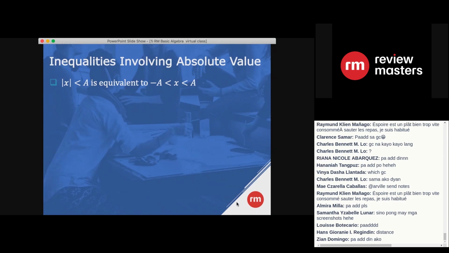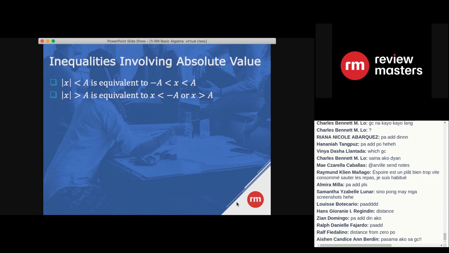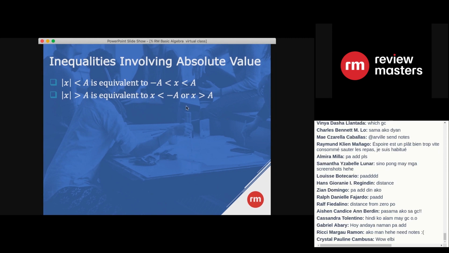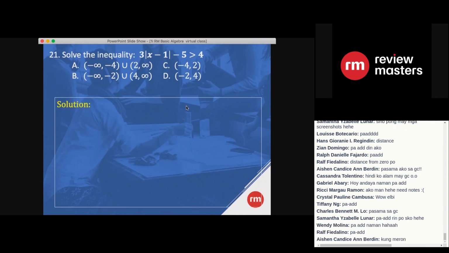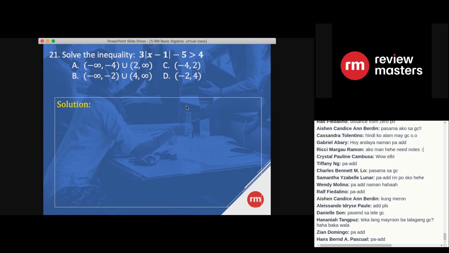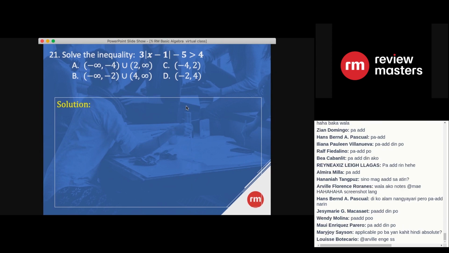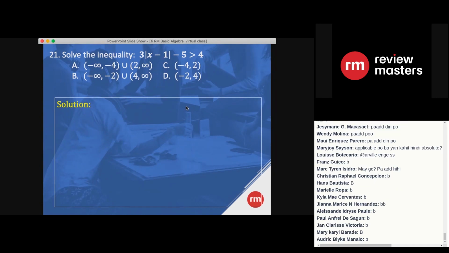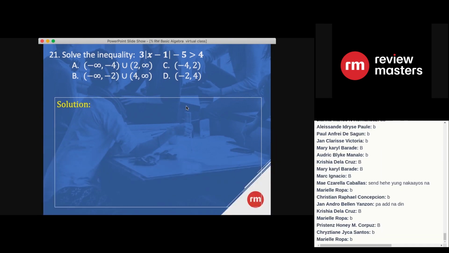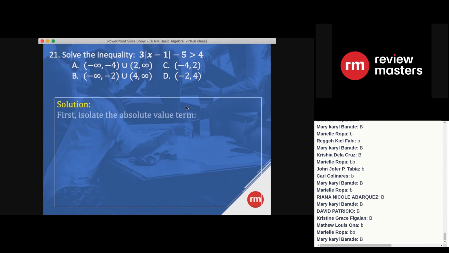Okay? Absolute value of x is greater than a. That is equivalent to x is less than negative a or x is greater than a. Okay, number 21, what is your answer? Kindly key in your answer in number 21. B. Okay, B. Okay, so let us see how we got the correct answer. Okay, lahat kayo halos B, no? Wala pa akong nakikitang hindi B. Okay, how do we solve that?